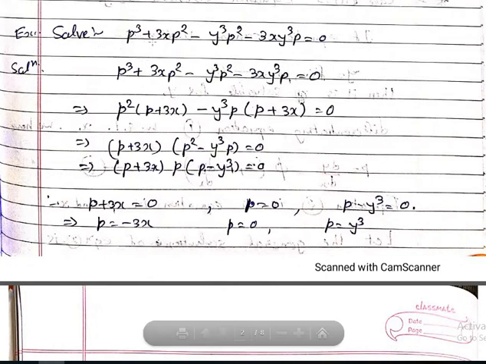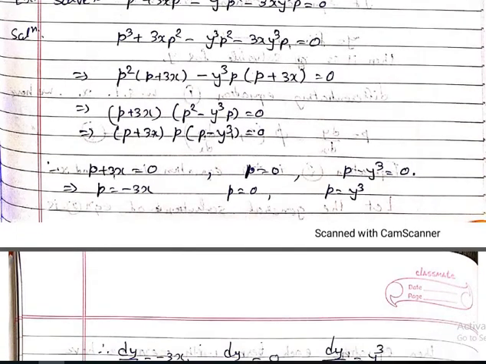Suppose you are given: solve p cube plus 3x p square minus y cube p square minus 3x y cube p is equal to 0. What we are going to do is factorize this first. Here p square common out, you have p square into p plus 3x. Here y cube and p common out, so minus y cube p into p plus 3x. So p plus 3x is common from both, which gives p square minus y cube p. Here p will be common out from both of them, which gives p plus 3x into p minus y cube is equal to 0.